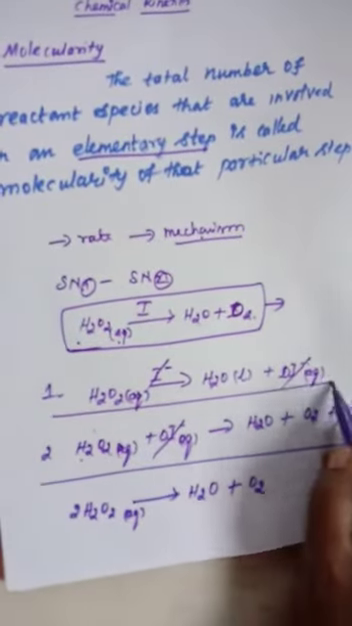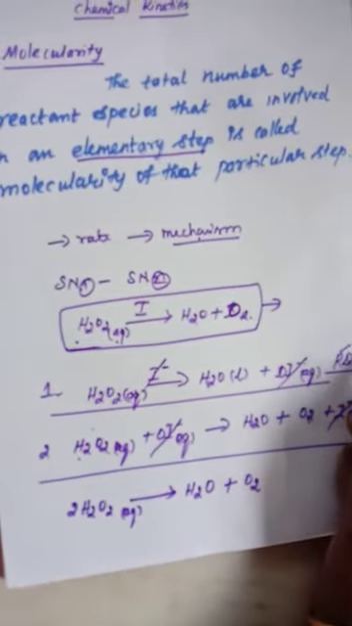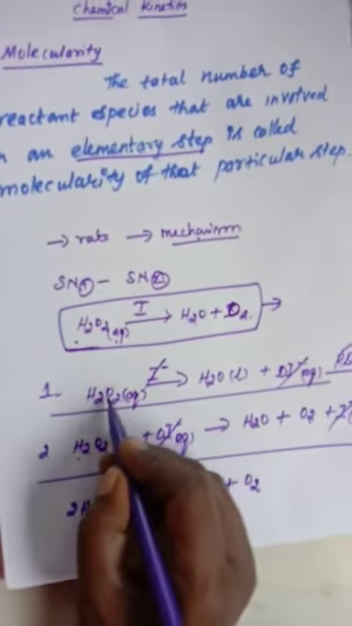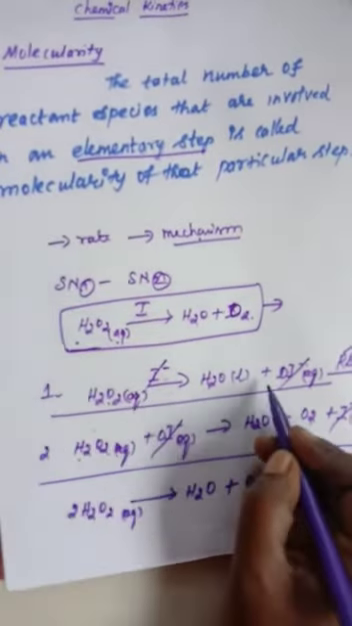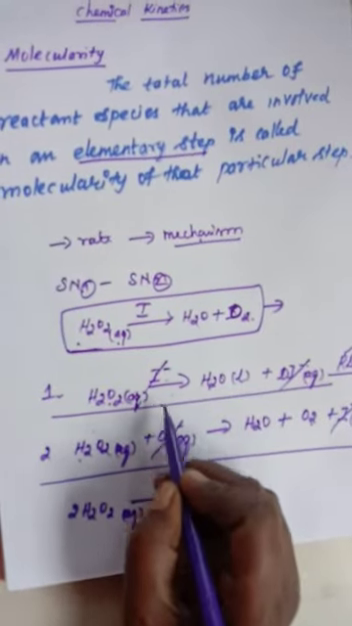Here the first equation is the RDS. RDS means rate determining step. In this step, both the reactants, that is hydrogen peroxide and iodine, are involved in the rate determining step. So this reaction is a bimolecular reaction.